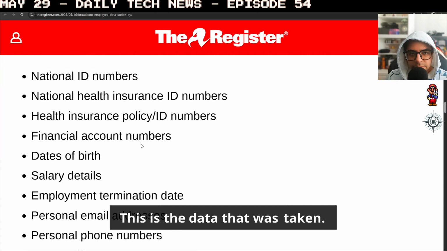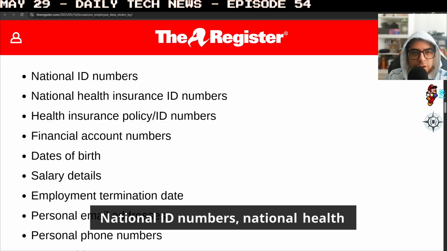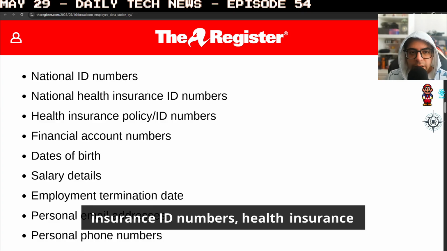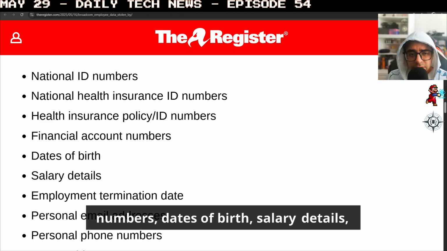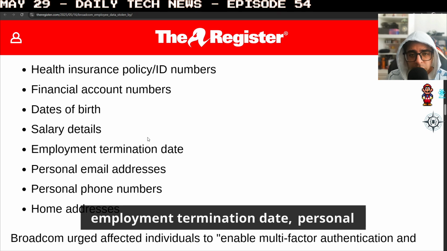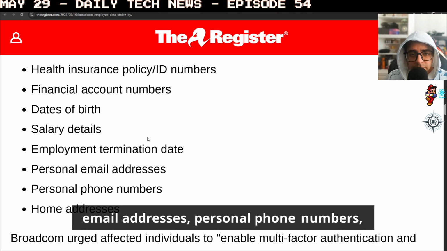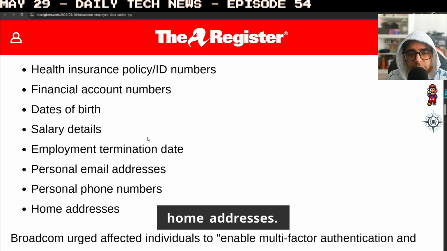This is the data that was taken. National ID numbers, National Health Insurance ID numbers, Health Insurance Policy ID numbers, financial account numbers, dates of birth, salary details, employment termination date, personal email addresses, personal phone numbers, home addresses.